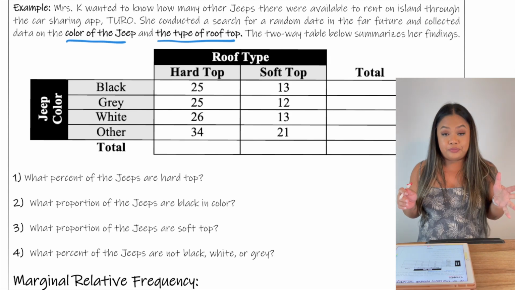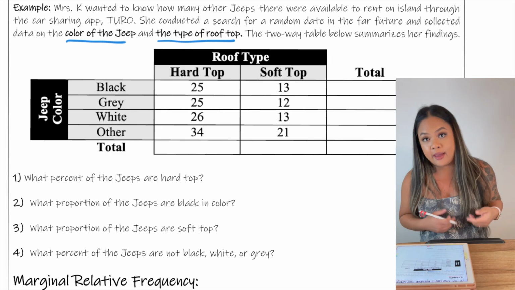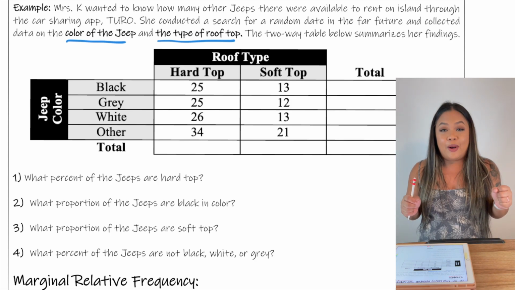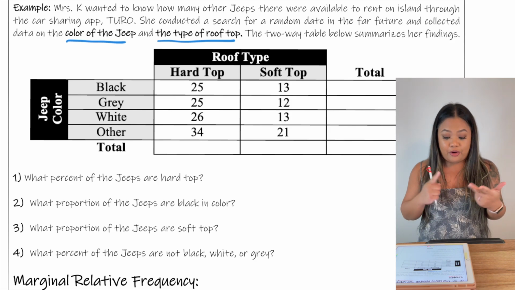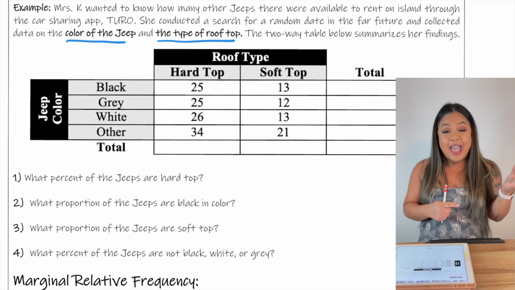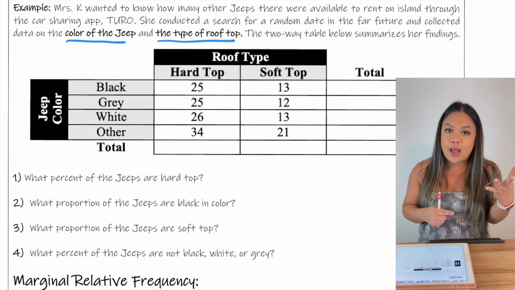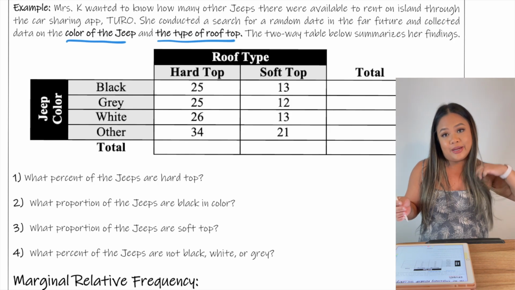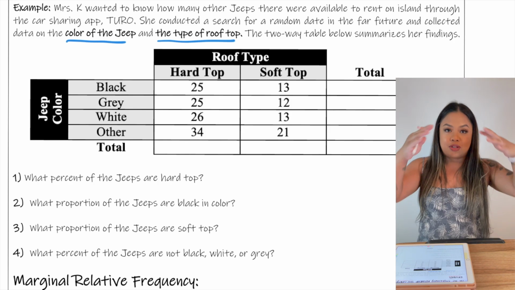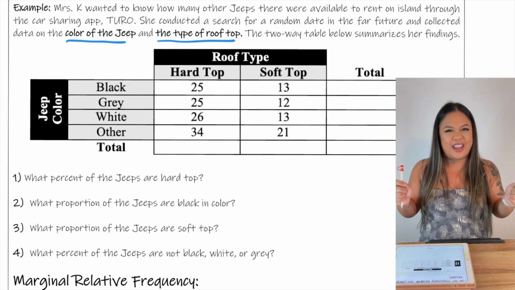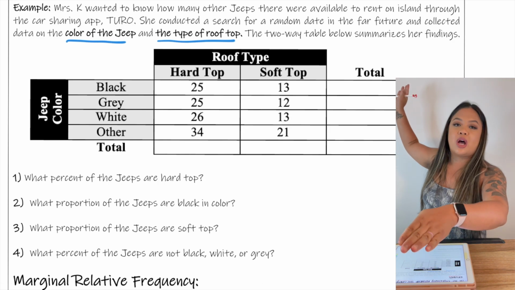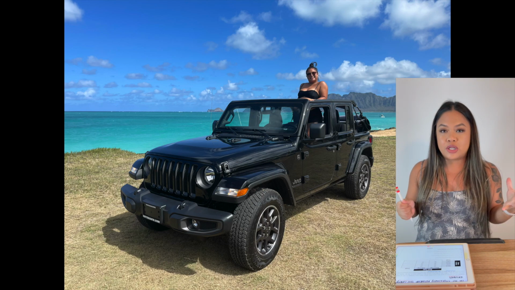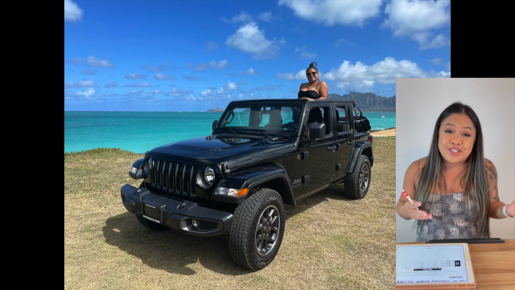Okay, so what's the story about? Me, Mrs. K, looking at Jeeps on Turo, and I'm trying to check to see how many different Jeeps there are of black, gray, white, and other colors. And now I care if it's a hard top or a soft top. A hard top is where it's solid plastic or whatever material the tops are made out of, or it's kind of like a fabric-y type where you can just open up the top, which is what we have. We have a soft top. And I wanted to see how many more hard tops there were versus soft tops, and Jeep colors as well.